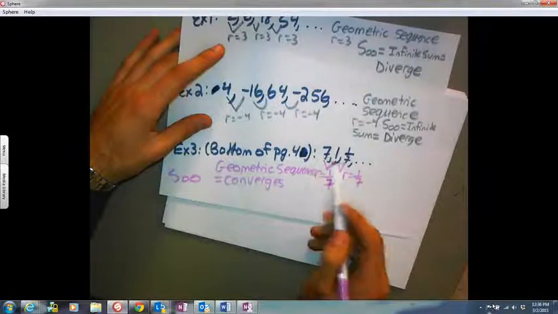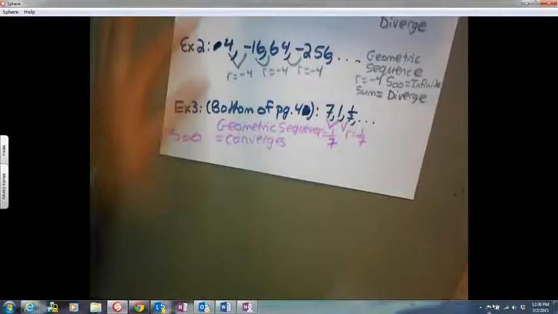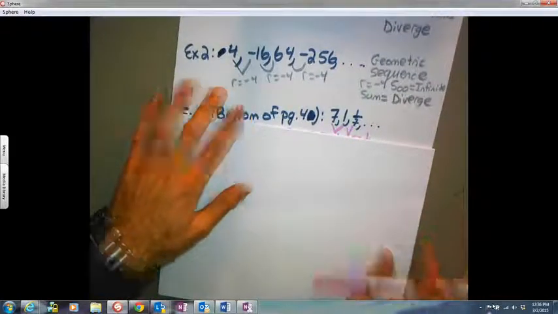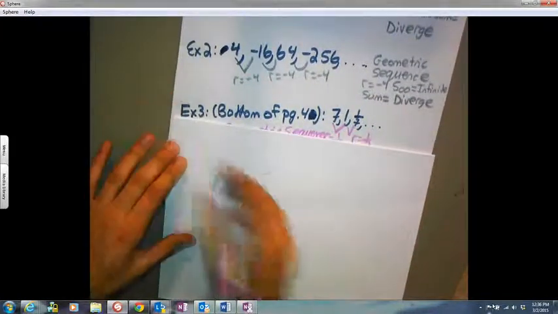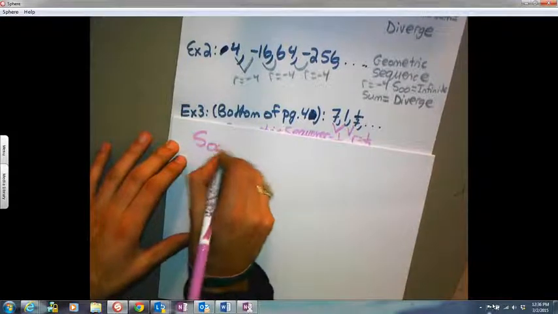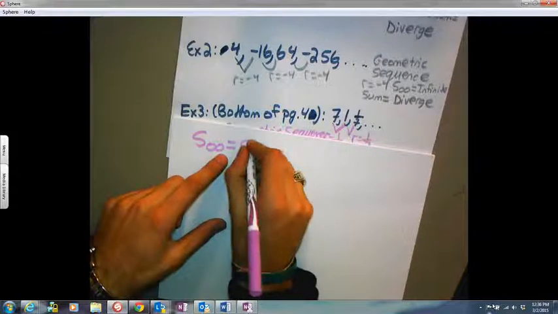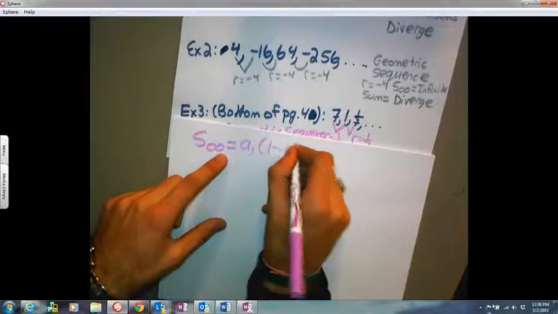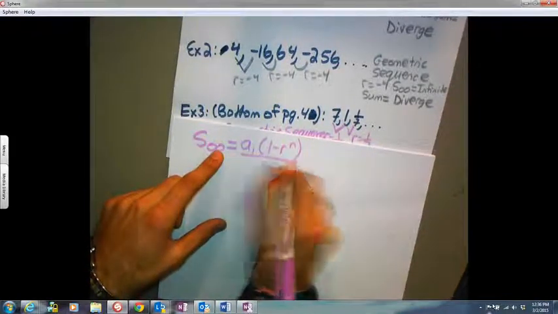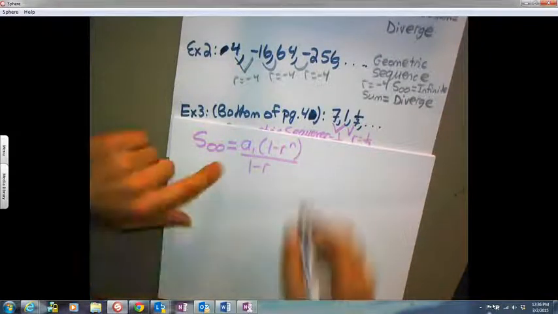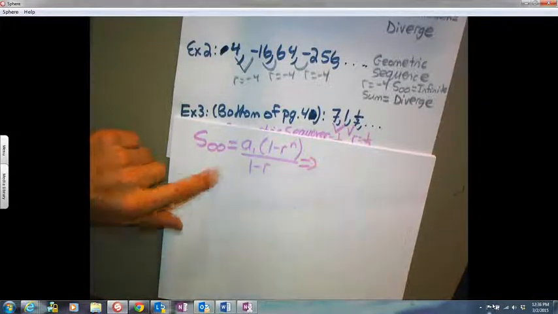That's the question. What value does this converge to? So let's find out. Our goal is to find the infinite sum. The formula is a1 times (1 minus r to the n) over 1 minus r. Just plug in what you know.